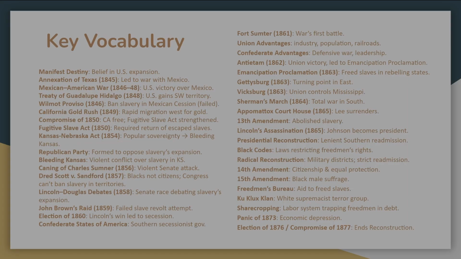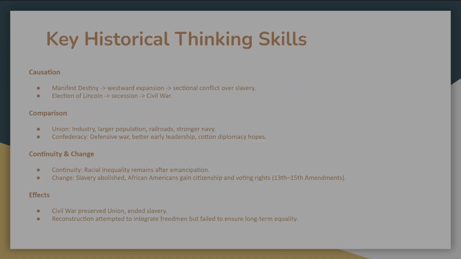If you want to pause right here and study these vocab words, I think they're very essential. You need to know your vocab so you can use it on DBQs, LEQs, and short answers. So if you want to pause and just read those. And then these are the key historical thinking skills. You want to start thinking about this stuff. It's very important in your essays. You need to know cause and effect relationships, continuity over time, and comparison. So if you want to pause here, it'd be really good.